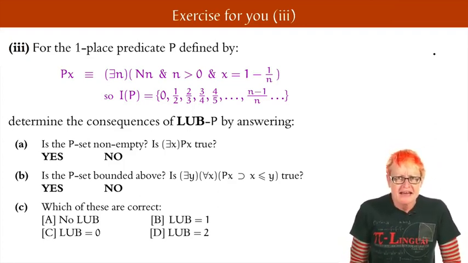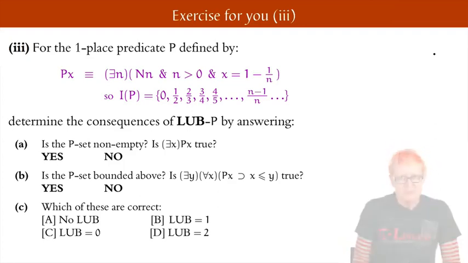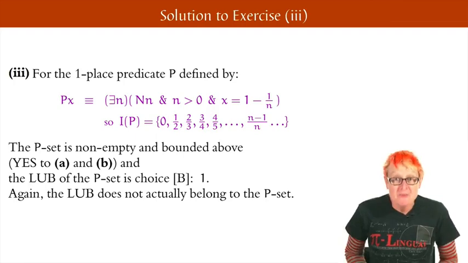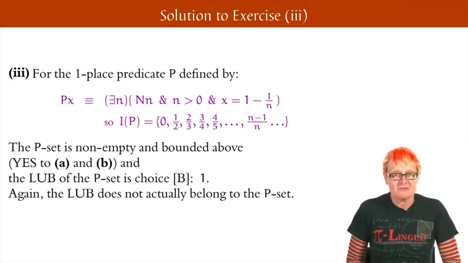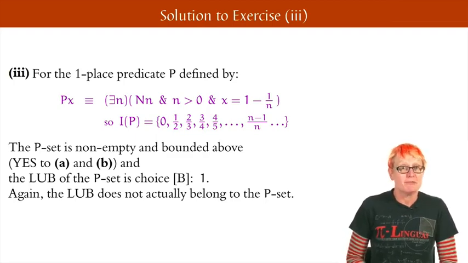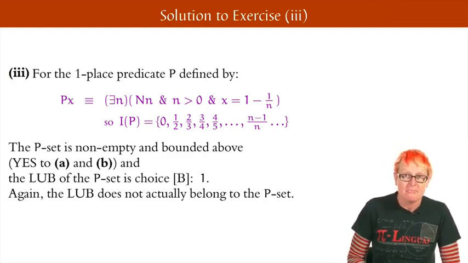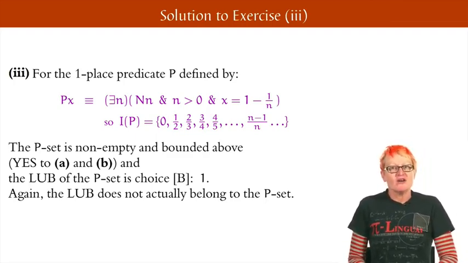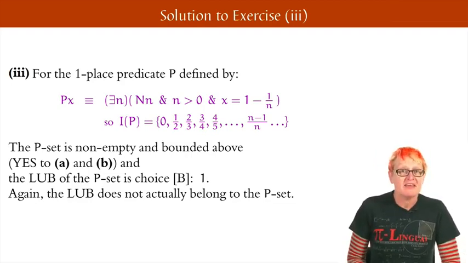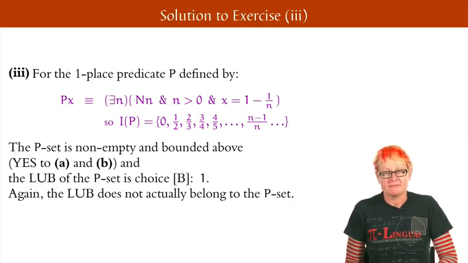To answer, again, work through the 3 sub-questions. Off you go. Okay, so how did you go? The P set here is clearly non-empty, and this one is bounded up above, for example, by the integer 1. From the given options, the only possibility is choice B, that the least upper bound is 1.